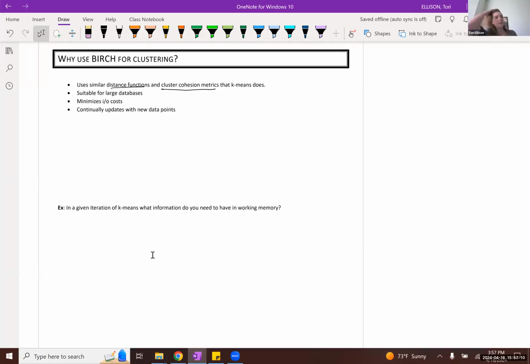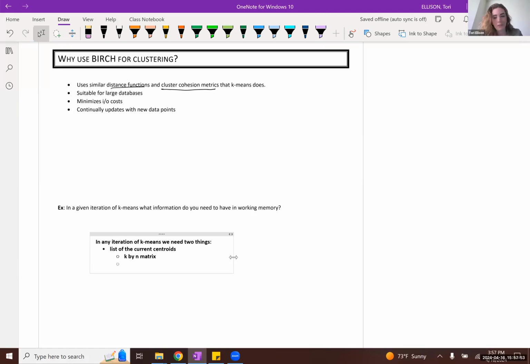Remember k-means. Yeah, so in any given iteration, we need two things. First, we need the current centroids, right? So if we have k centroids, each with n attributes, it would be comprised of a k by n matrix.